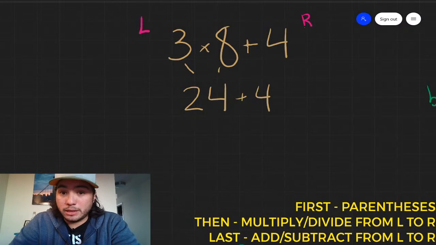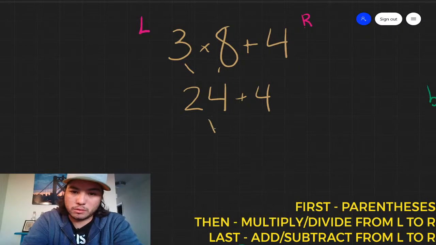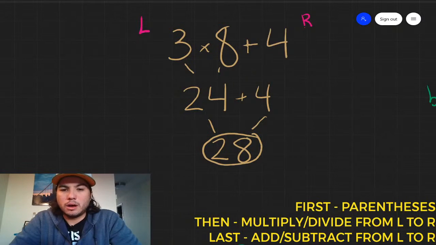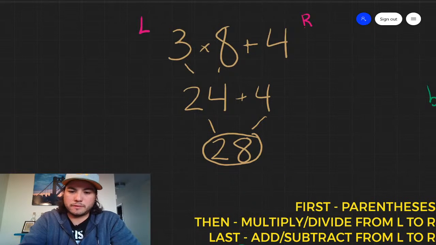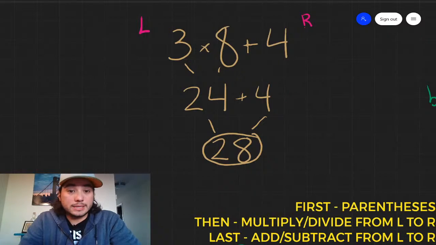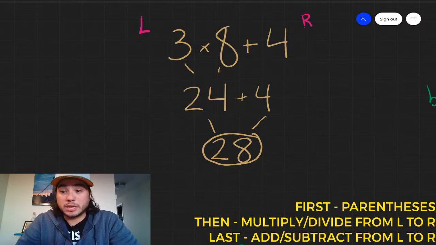Okay, do we have any more multiplication or division in this expression? No. Okay, last thing, add or subtract. 24 plus 4 is 28. So our most simple version of this expression, 3 times 8 plus 4, would be 28. Okay, and you could say 3 times 8 plus 4 equals 28 if you were making a comparison using the equal sign.